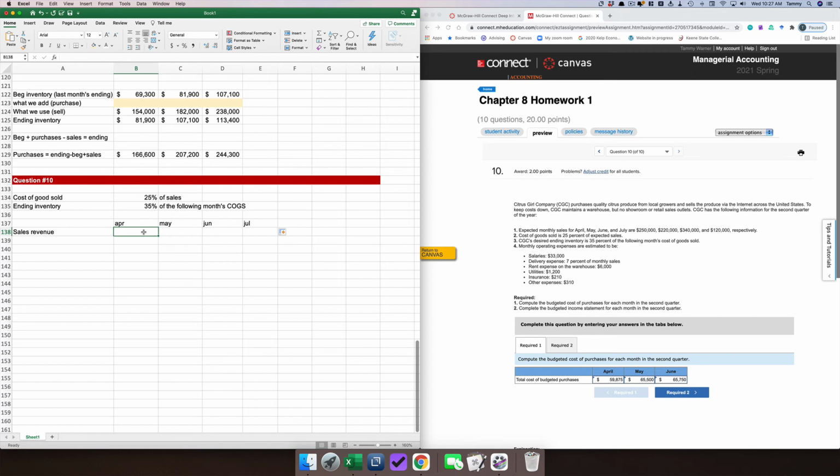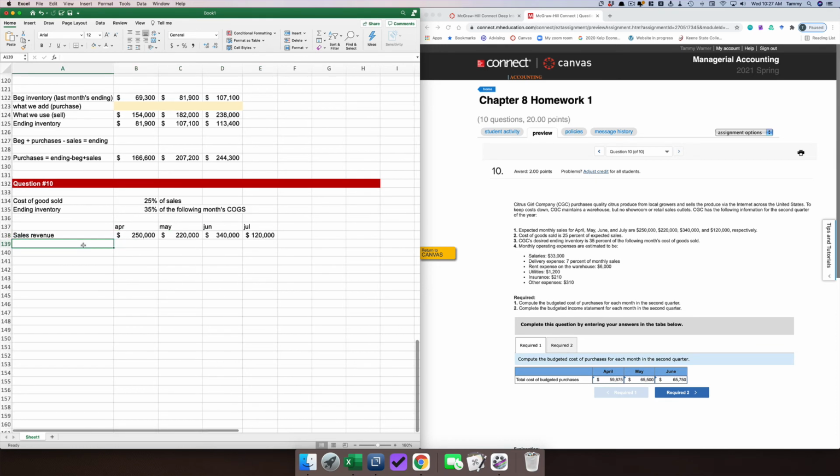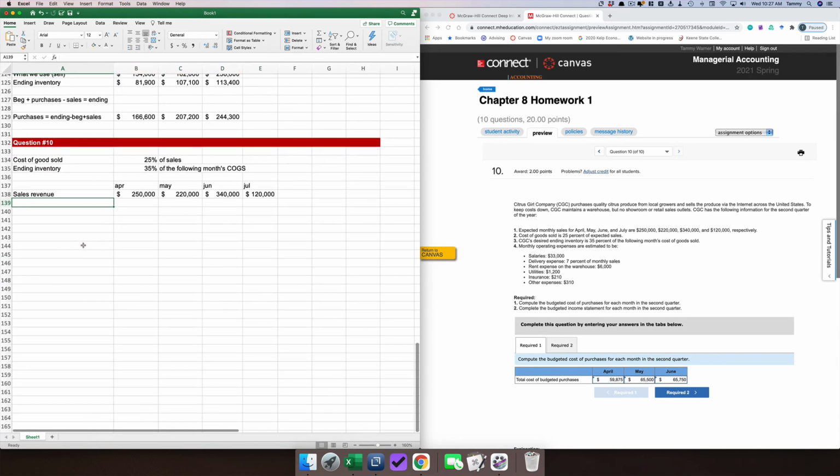And let's see, they're 250 and 220 and 340 and 120. Okay. Pick up the formatting, apply it here. Okay, so the first thing that we need to do, just like we did above, is calculate our cost of goods sold, which is 25% of sales.